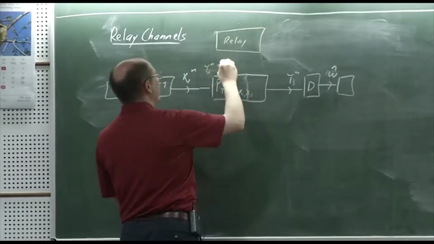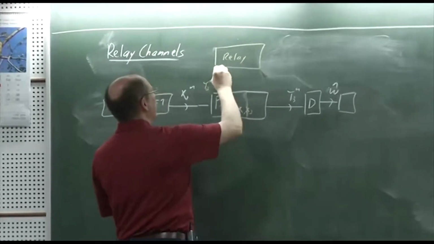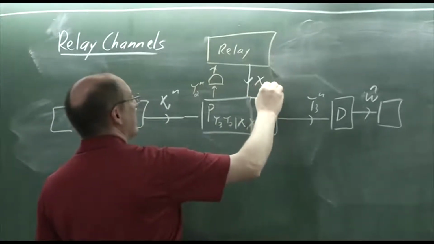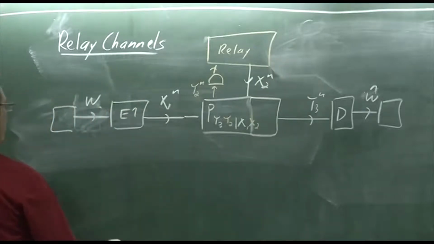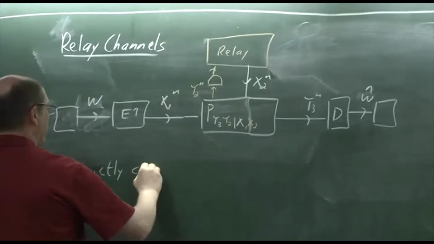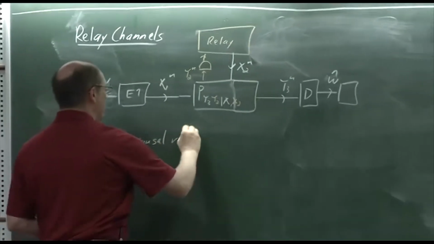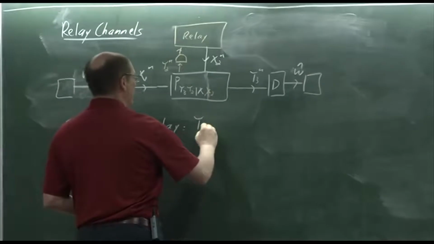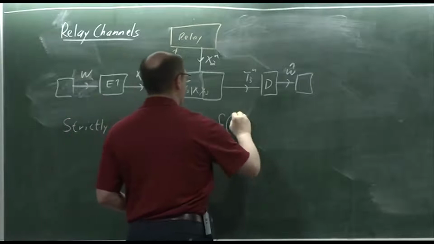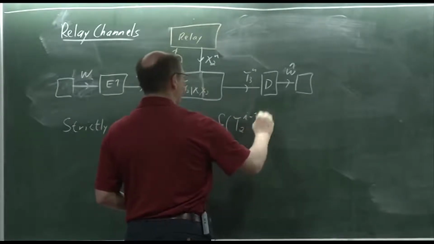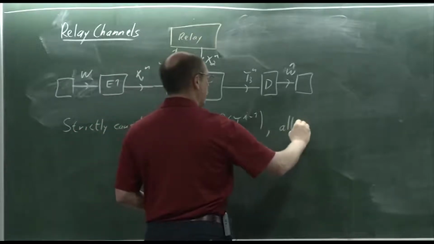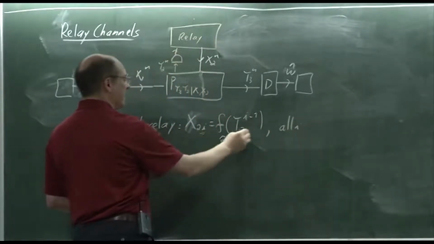Usually, the problem is looked at with some delay or negative delay, as I mentioned, where here the usual model is to consider a strictly causal relay. Namely, x2i is some function of y2 up to i minus 1, for all i. Right, so there's strict causality in the timing here.